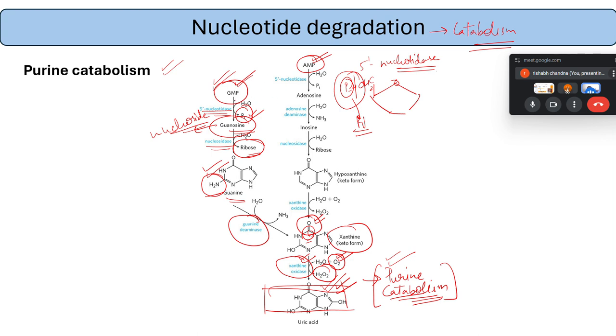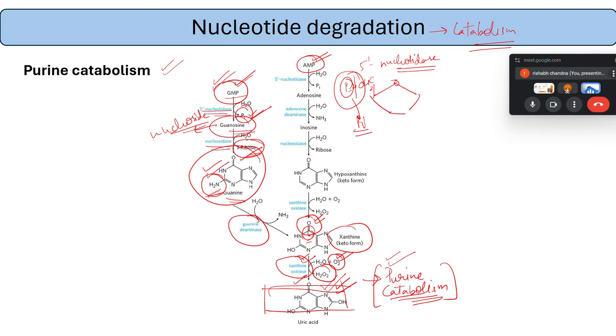So starting with GMP, first the phosphate is released, then ribose is released, leading to guanine. Then deamination of guanine takes place, leading to the formation of xanthine, that is the keto form. After xanthine, via xanthine oxidase, uric acid is formed.